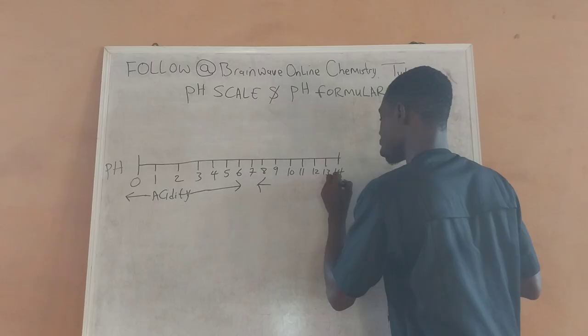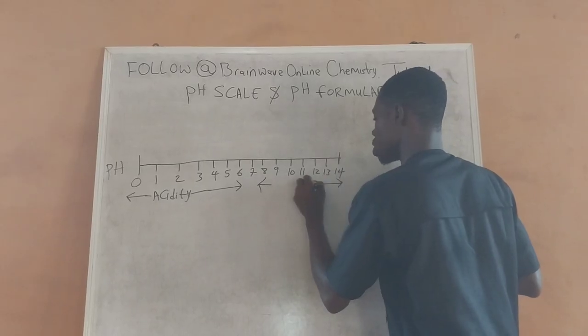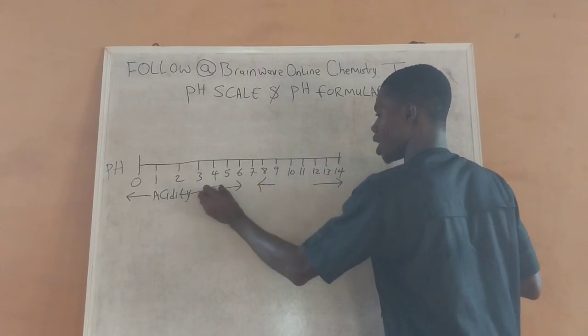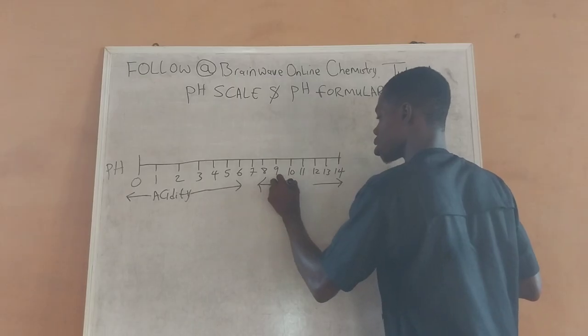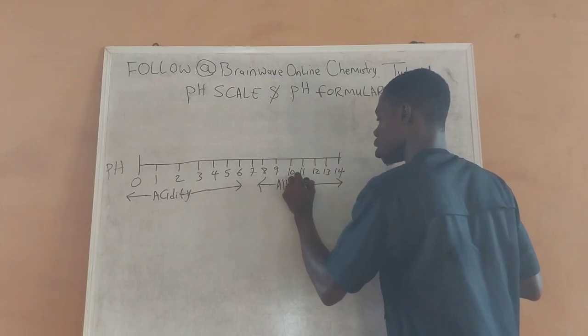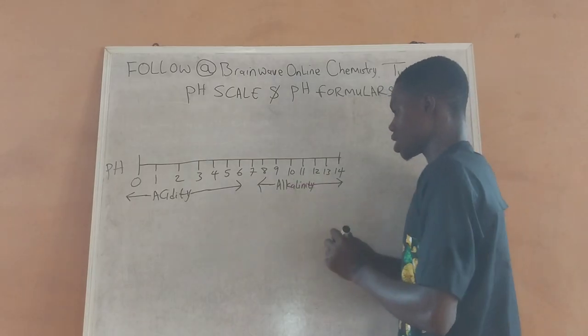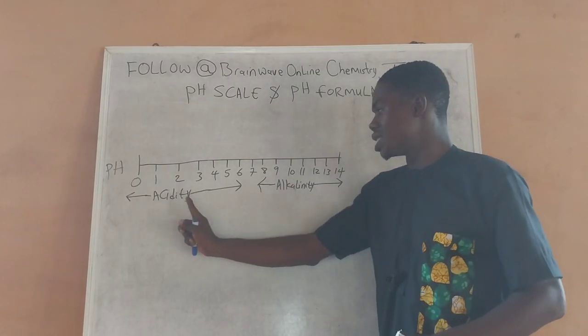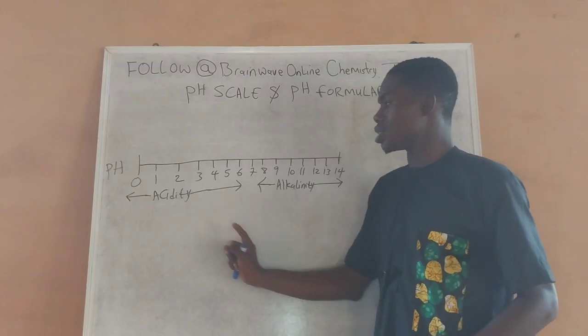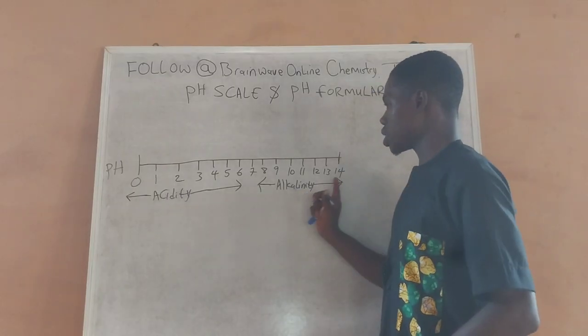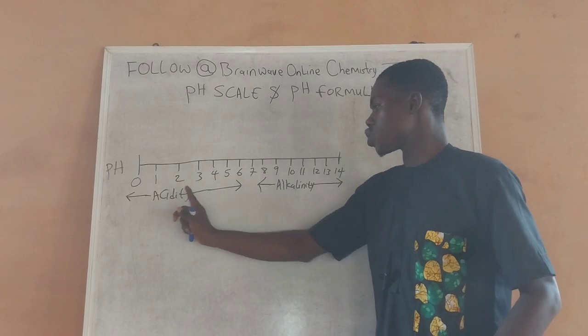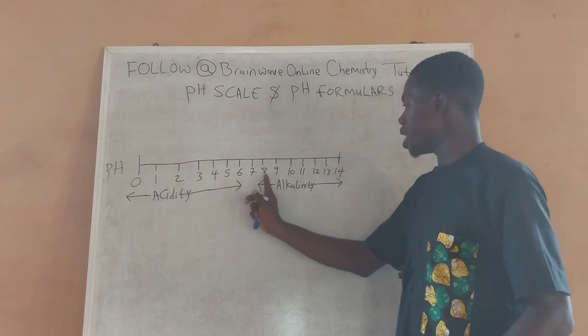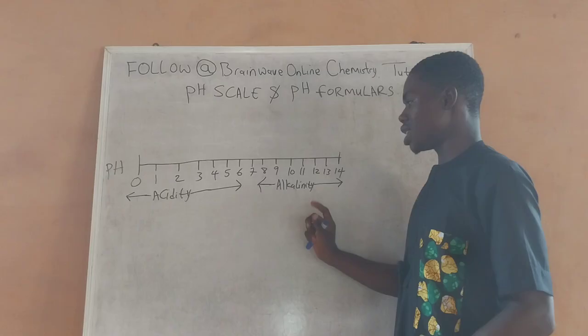to 14 is alkalinity. Because the scale is talking about what? The measure of the degree of acidity and alkalinity. Please take note that the scale ranges from 0 to 14, while from 0 to 6 talks about acidity, while from 8 to 14 talks about alkalinity.